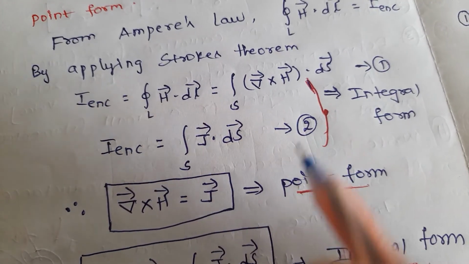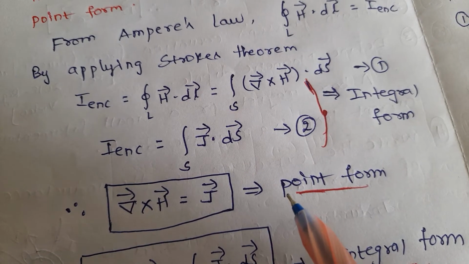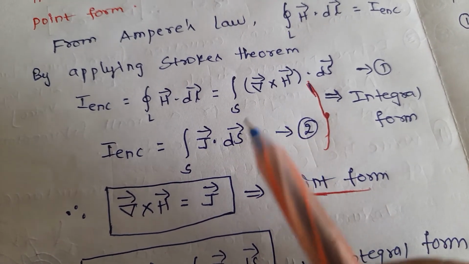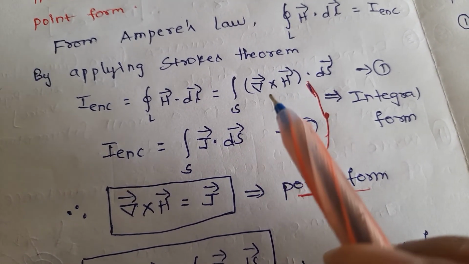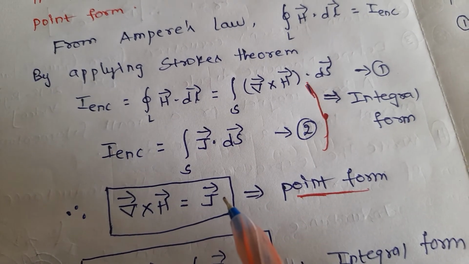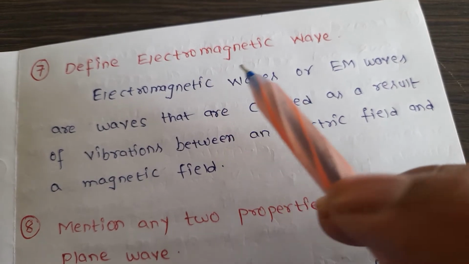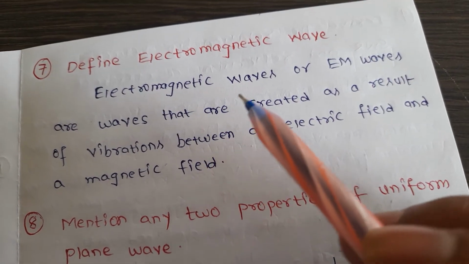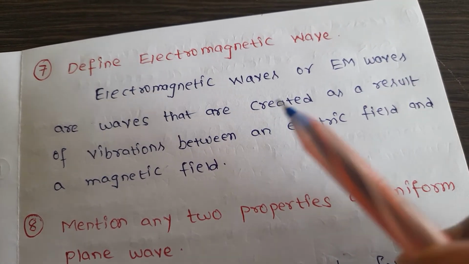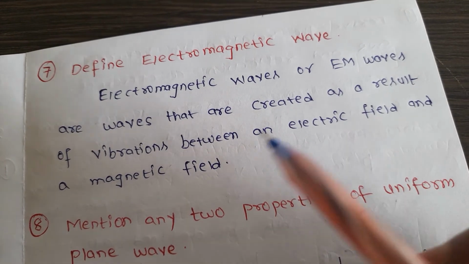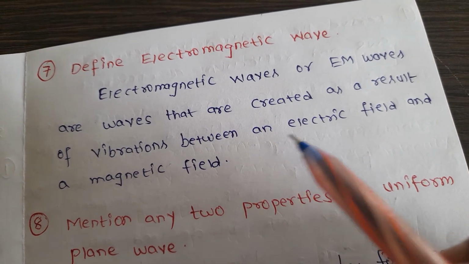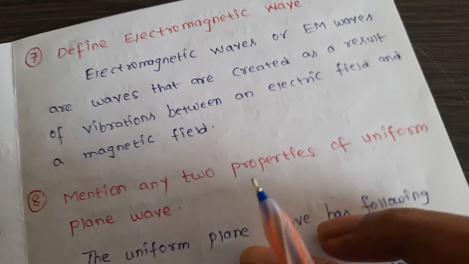Now this is the point form. By comparing these two, you can say that del bar cross H bar is equal to J bar. This is the point form. Now coming back to the next question, define electromagnetic wave. An electromagnetic wave, or simply EM wave, is a wave that is created as a result of vibrations between an electric field and a magnetic field.